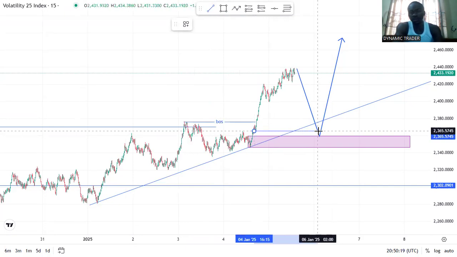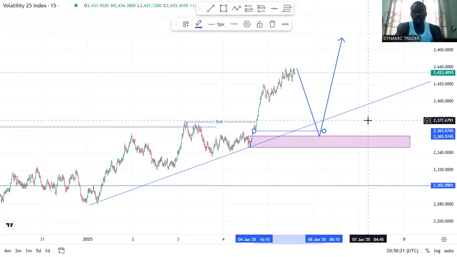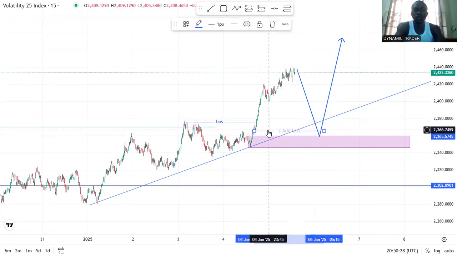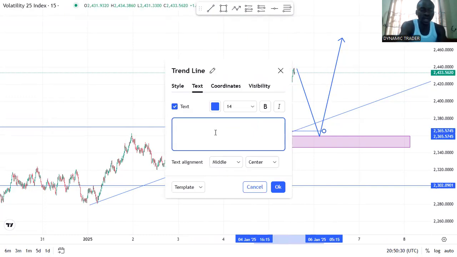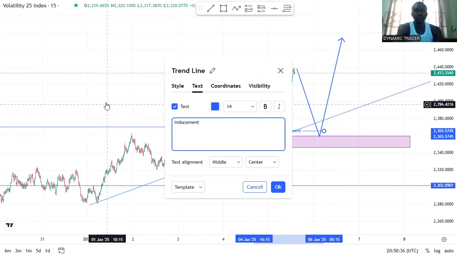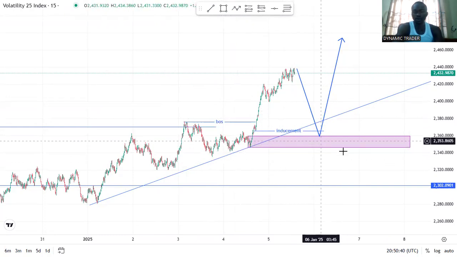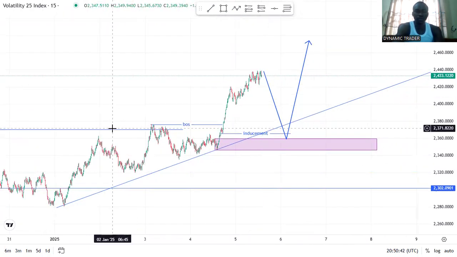All right, an order block must be close to liquidity. It must be close to a fair value gap. It must be close to inducement. It must be close to a flip zone, and it must what? Break structure. So this is inducement. All right, this is break of structure. This is the bullish order block. So what I'm clearly waiting for now.